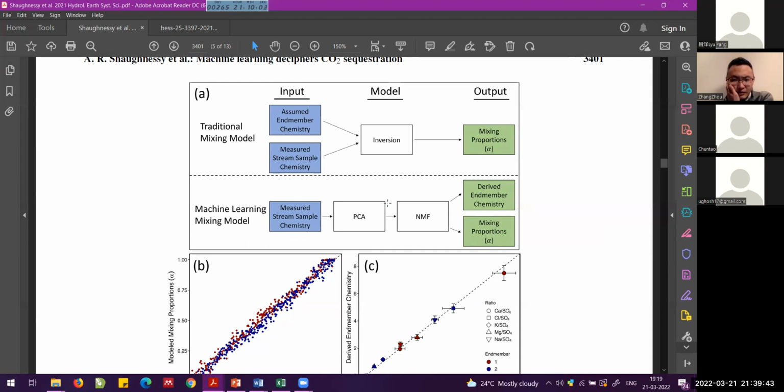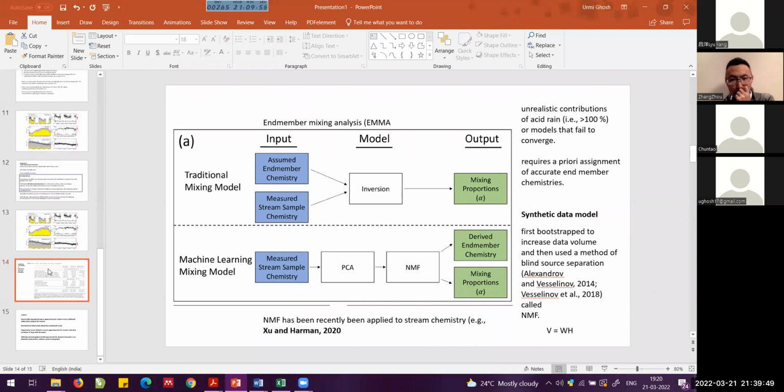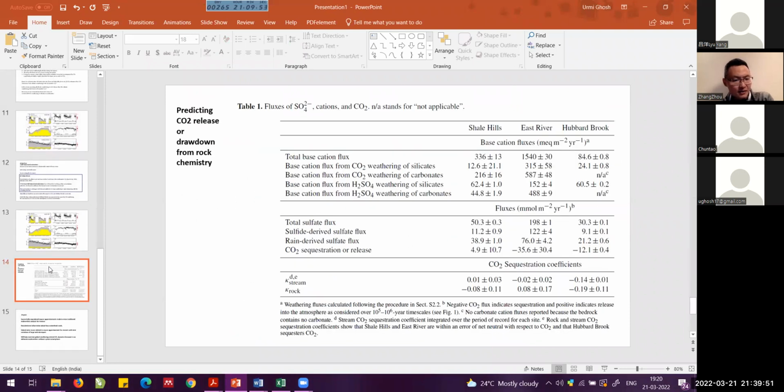So Wumi, could you turn to the last part of your slides? I think page 14 of your PPT. It's not exactly related to what they're doing, but I'm curious that they're trying to say that Shell Hills and East River are carbon dioxide neutral, and then you have the Hubbard Brook that is basically a carbon sink, right? Yes. So do they have any other evidence to support that?